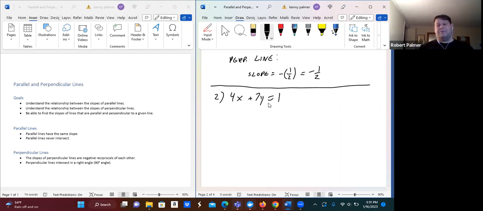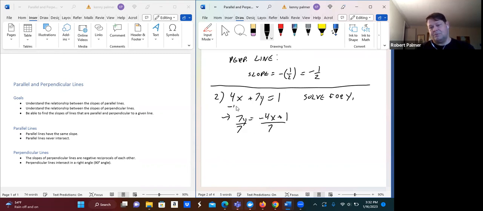Okay, now if you notice, this is a different form. This is called the standard form. So what we do here first to figure out what the slope is, is solve for y. Actually, you can graph it in Desmos like this. We may do that in a moment, but let's do this. So solve for y, so subtract 4x on both sides. And so first we have 7y is equal to negative 4x plus 1. Then divide both sides by 7.